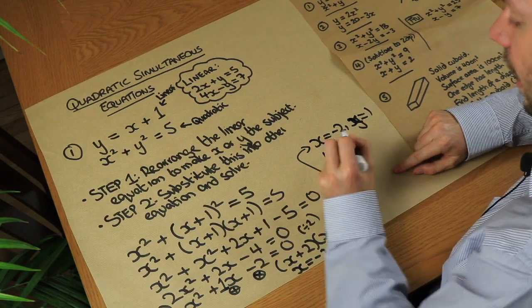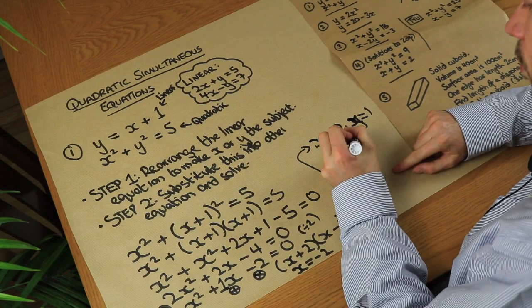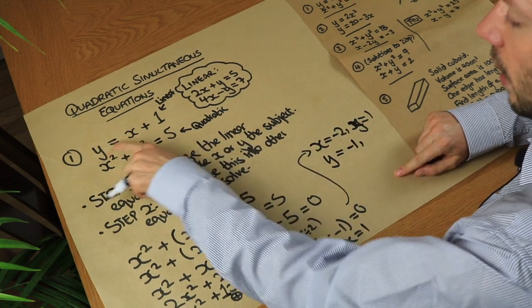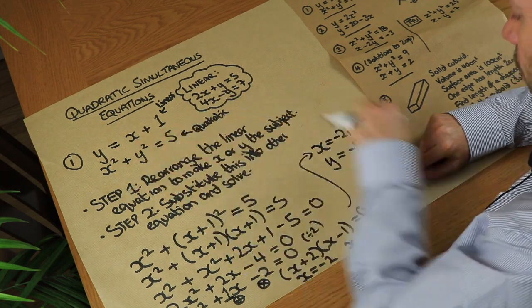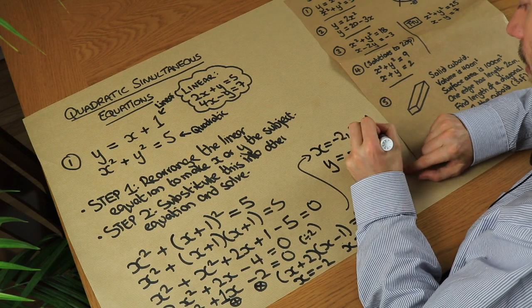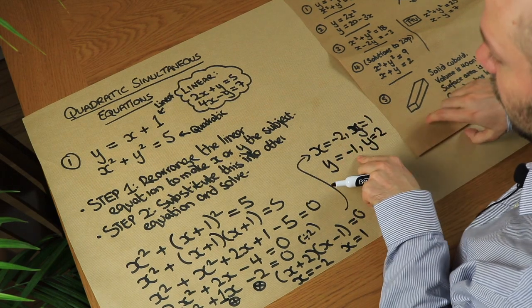So y is this x value, minus 2, plus 1, which is minus 1, and y is equal to x plus 1, so 1 plus 1 would be 2. So we've got these two solutions.